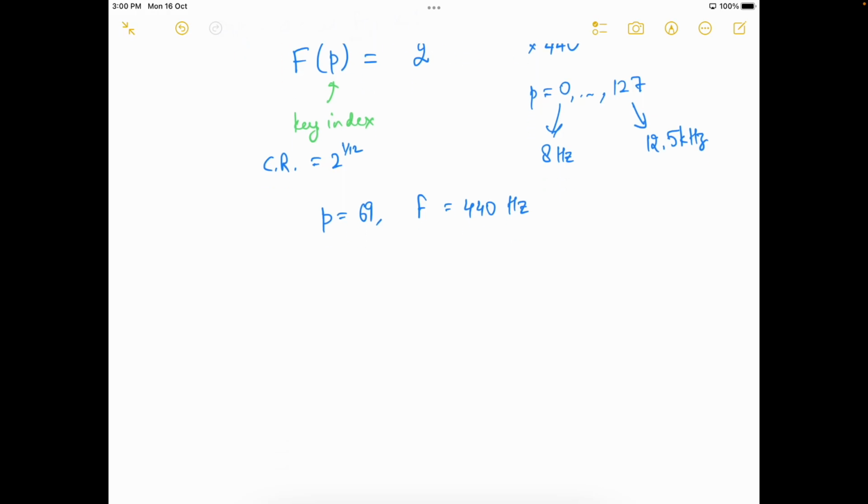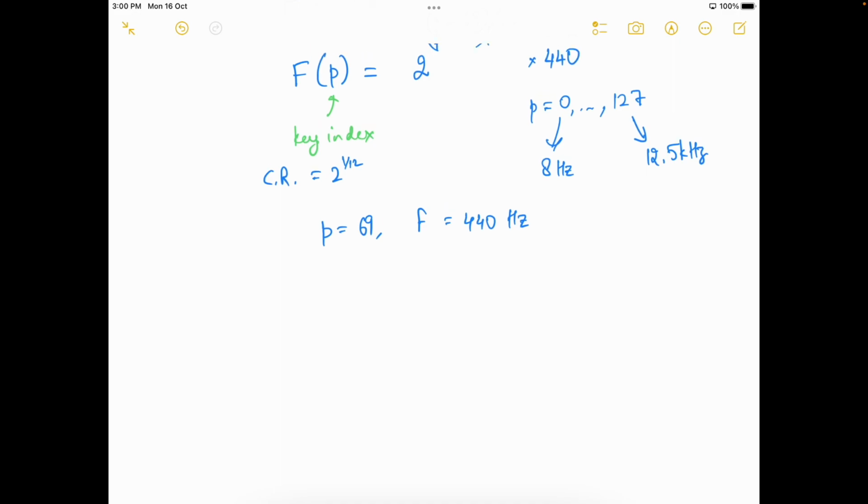Keyboard instruments have these many keys. Maybe they have kept this many. No, they don't have 69 keys. MIDI keyboards usually have fewer keys, and they don't correspond to p equal to 0. It doesn't start from p equal to 0 or p equal to 1. It will start from a much higher p.